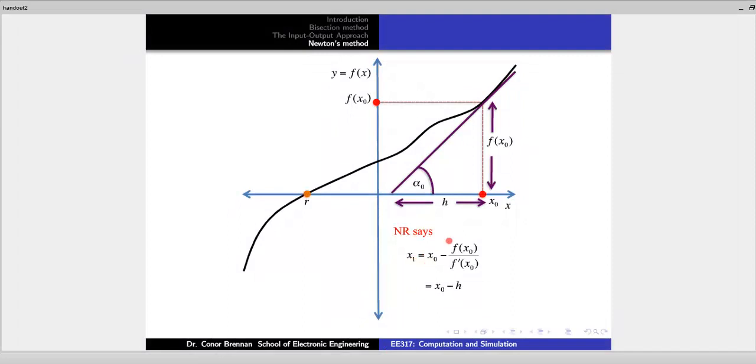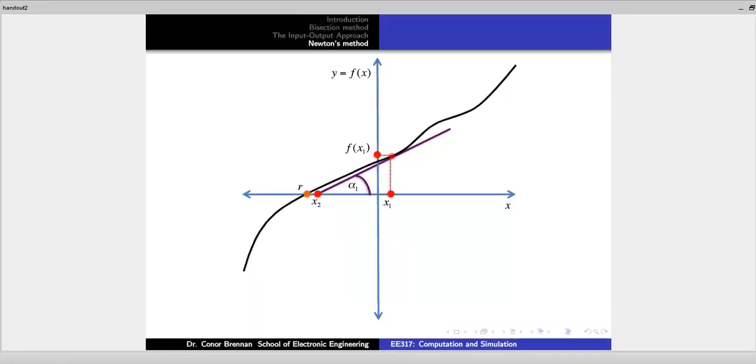Okay. Then it does it again. x1 is equal to x0 minus this correction. This correction is just this distance h. So we go from x0 to here. We start at this point. We slide down the tangent until we get to here.